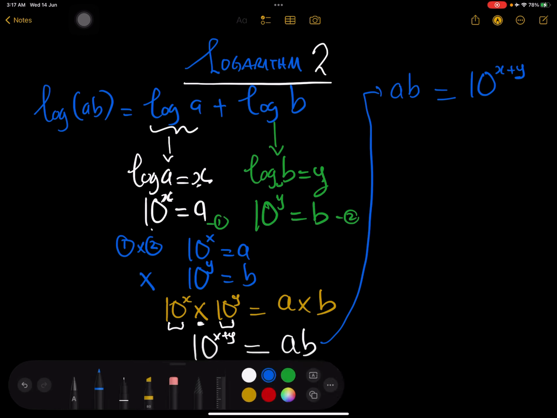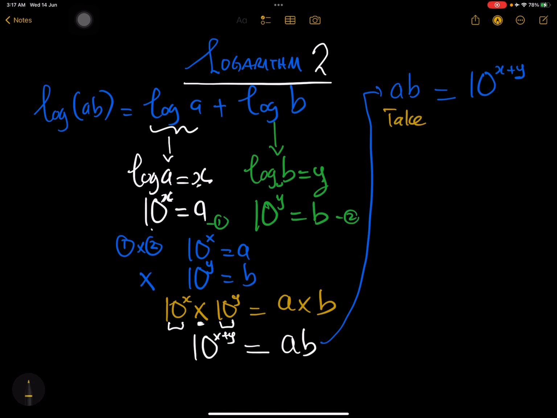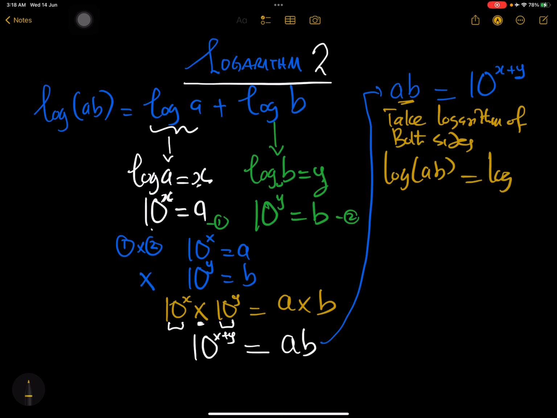Now, when we take the logarithm of both sides, we're going to get log of AB, because we take log of this, log of AB. It's equal to log of what? 10 to the power of x plus y. To the power of x plus y.